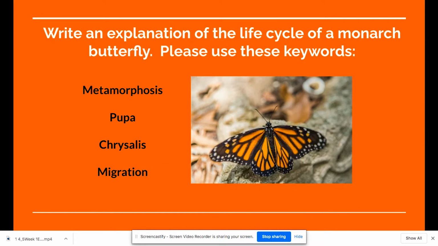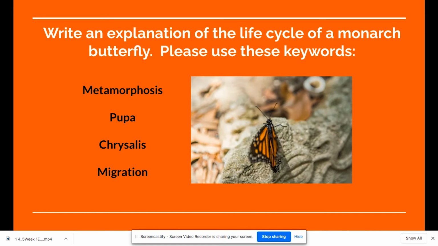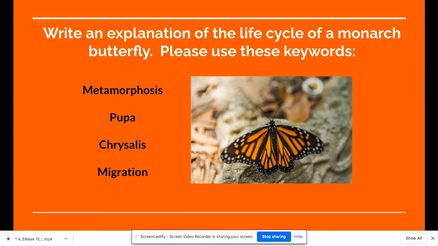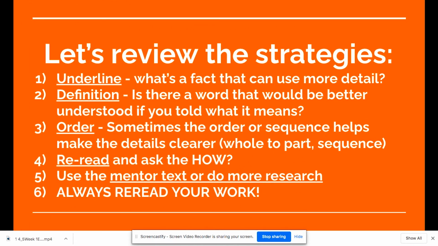So, write an explanation of the life cycle of a monarch butterfly. Please use these key words: metamorphosis, pupa, chrysalis, migration. After writing your draft, try these strategies. First, underline. What's a fact that could use more detail? Second, definition. Is there a word that would be better understood if you told what it means? Third, order. Sometimes the order or the sequence helps the details become clearer, like whole to part or sequencing.